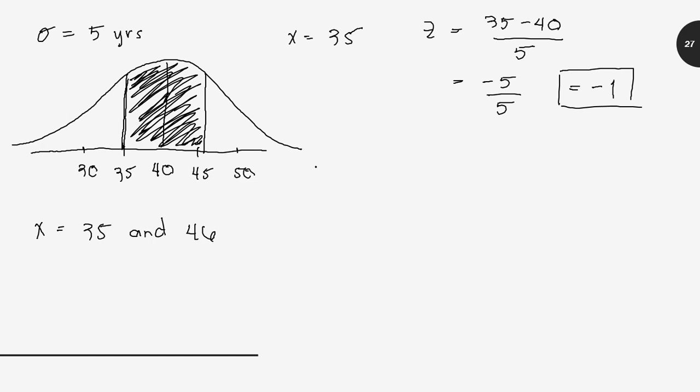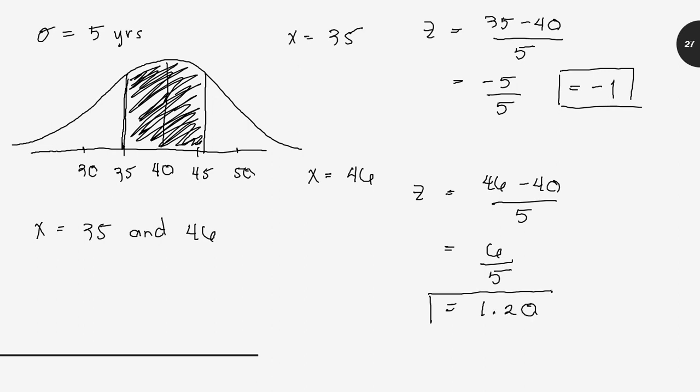Okay, how about if the value of x is equal to 46? Substitute lang po natin. 46 minus 40 divided into 5. 46 minus 40 is 6. Divide po kay 5. The answer here will be 1.20. So ito naman po yung pangalawang value ng z po natin. Okay? So after niyan mga anak, meron na tayong dalawang value ng z.